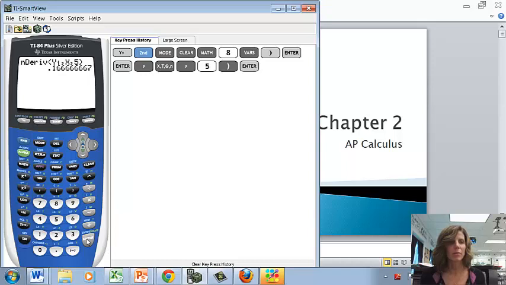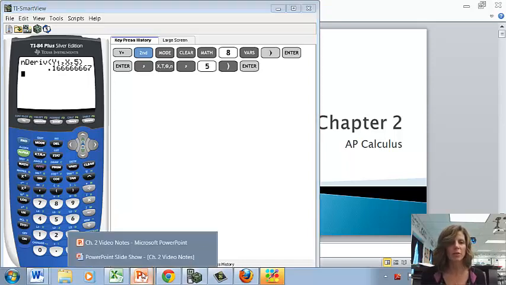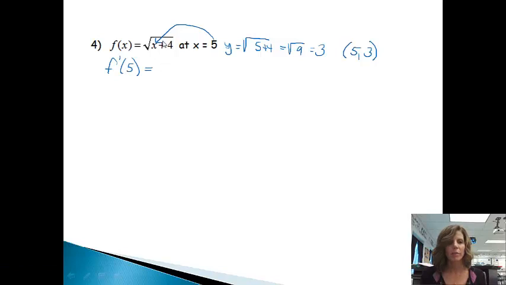Notice I get 0.1666667. I recognize that as being the fraction 1/6. So let's go back to our problem here. We found that the derivative is equal to 1/6. Now we can use y equals mx plus b. That did find us the slope. That's why we did that.